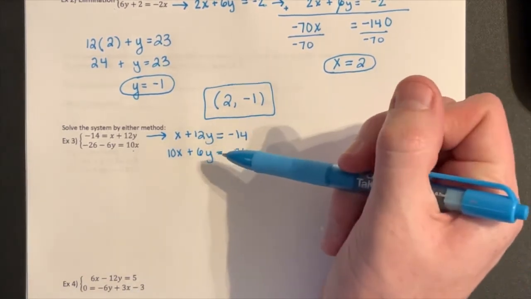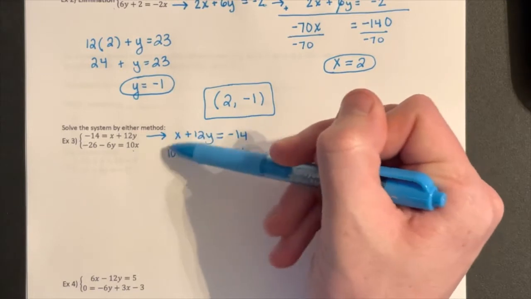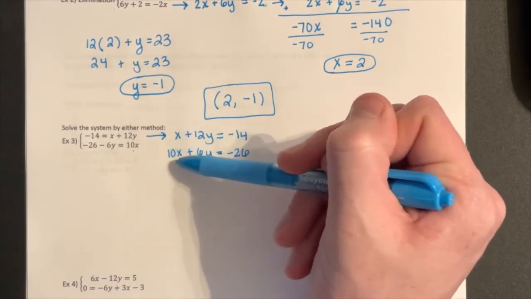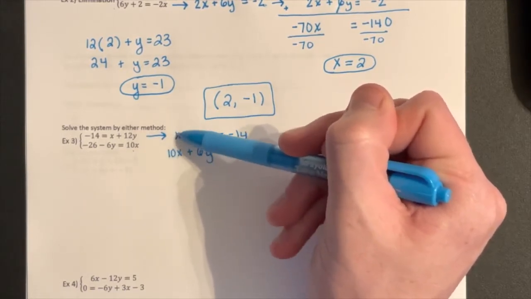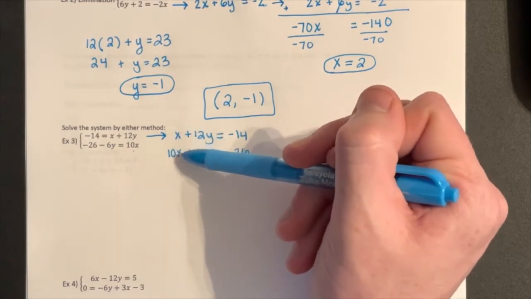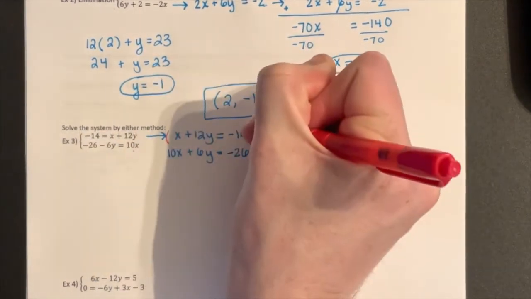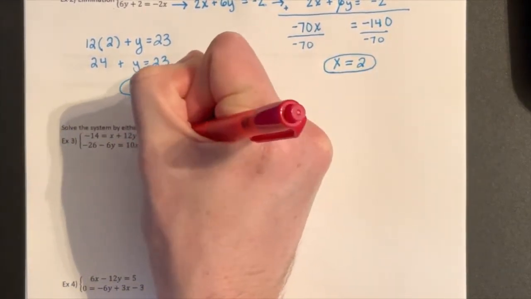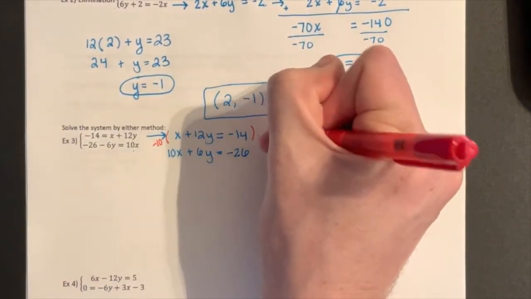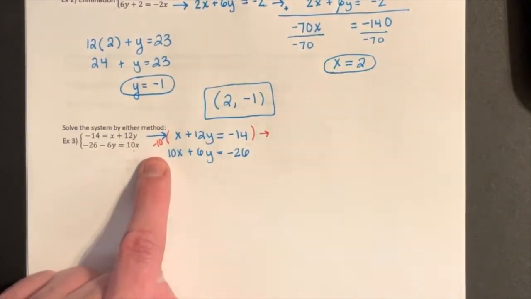So I'm going to choose my x's to eliminate. And I can do that by multiplying the x's by negative 10. Or just that top x by negative 10. So if I do this here and distribute, that would give me a negative 10x.